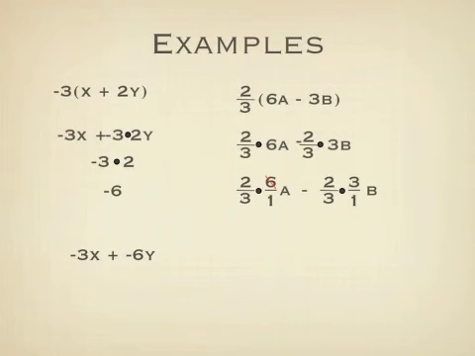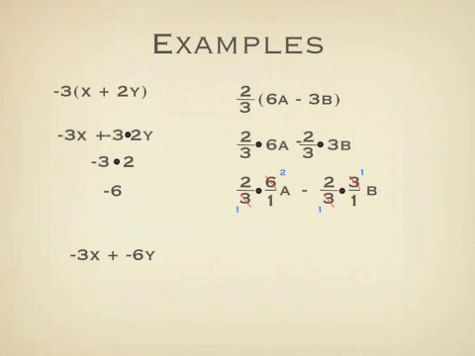I can see my only common factor is a 3, so I take 6, divide by 3, which leaves me 2, and I take 3, divide by 3, and that leaves me 1. I do the same thing with 2/3 times 3 over 1. Again, the only common factor is a 3, so I take 3, and I divide that by 3, which gives me 1. And then I take the other 3, divide that by 3, which again leaves me 1.